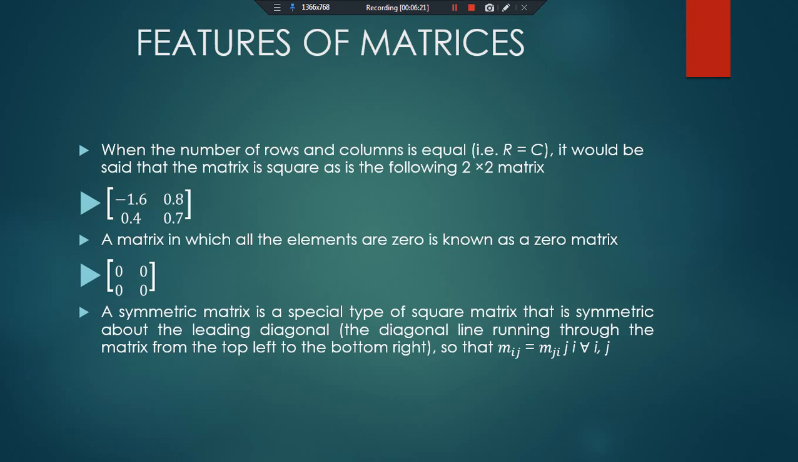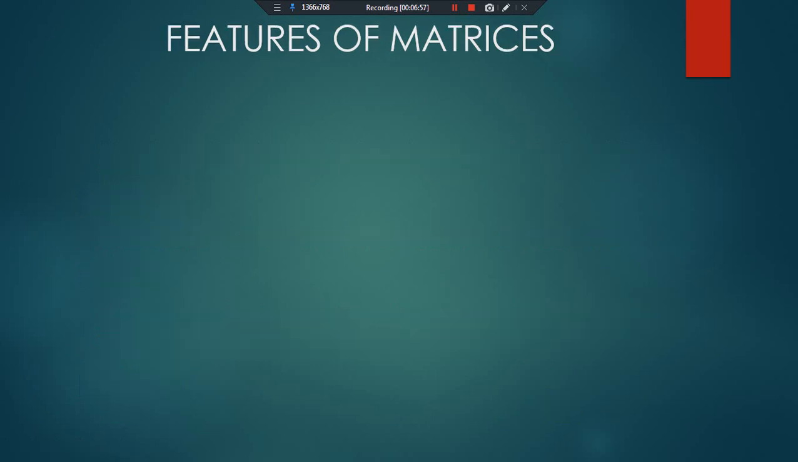The diagonal line running through the matrix from top left to bottom right is the leading diagonal, here 1, 2, 4. In a symmetric matrix, when you take the transpose of the matrix, the leading diagonal will remain the same. Technically this is known as a symmetric matrix. Here you can see that M_ij, when you take the transpose, becomes M_ji, and the leading diagonal remains the same. So this is a symmetric matrix.